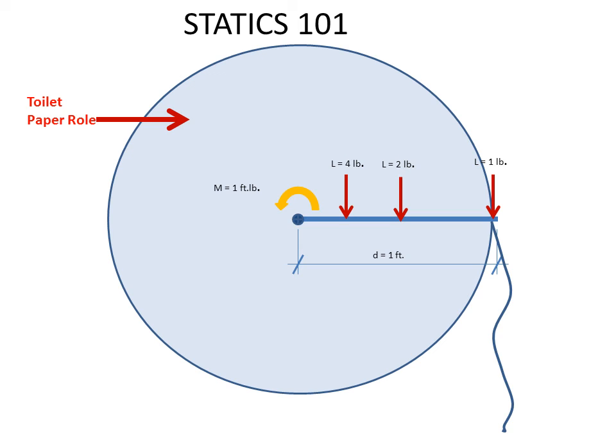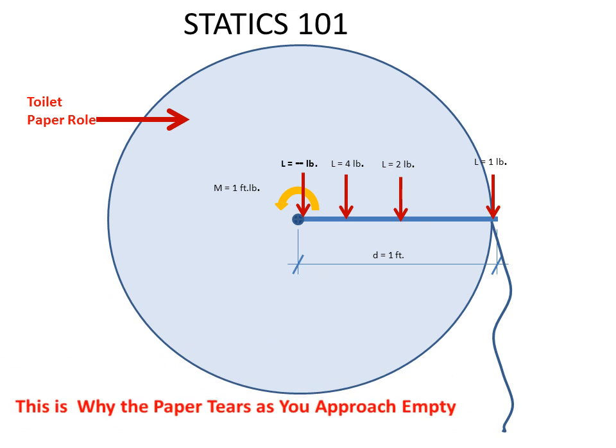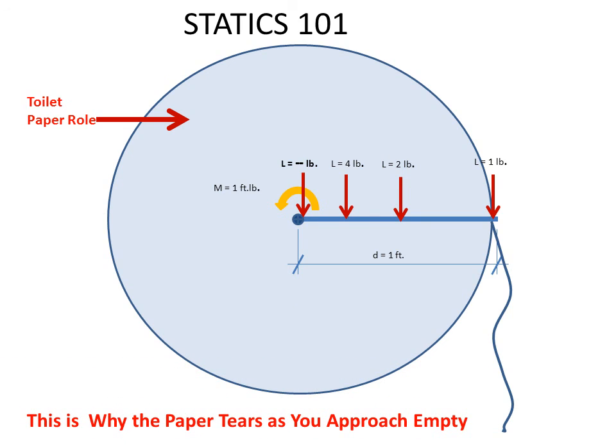To make matters worse, as we approach the very center of the roll of toilet paper, our lever arm is diminishing to 0, and as the lever arm diminishes to 0, the amount of force in a downward direction that now has to be resisted and sheared by the paper approaches infinity. Thus, every roll of toilet paper will tear eventually. This is a life lesson we have all learned. So, the lesson for the day is, this is why paper tears as you approach empty.